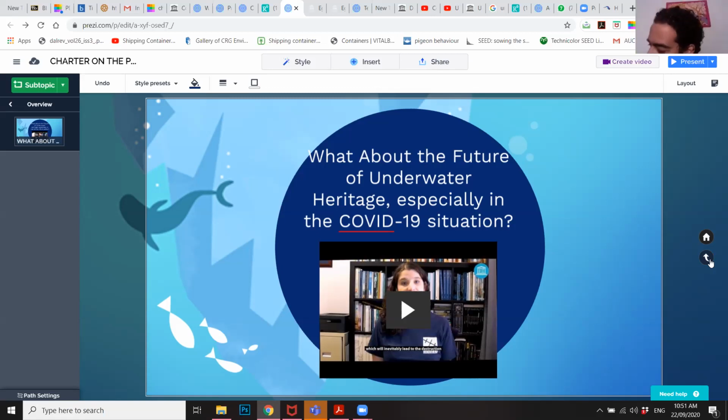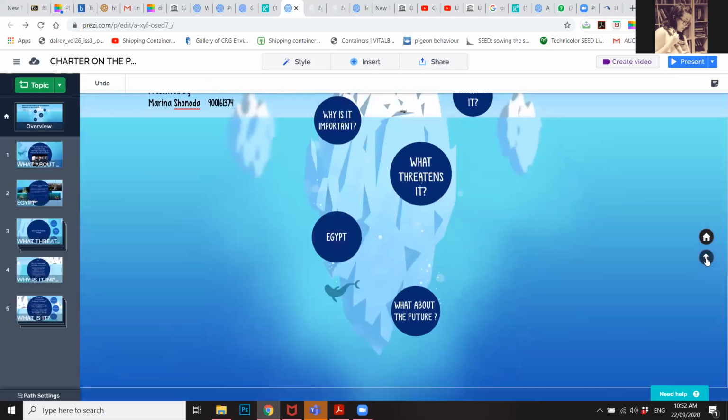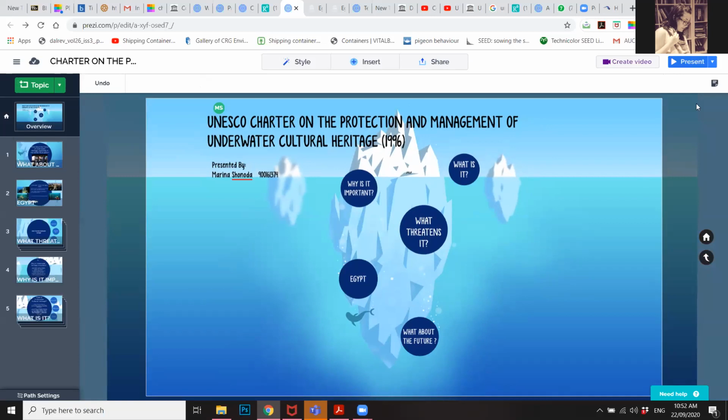I think climate change is one of the most significant things when speaking about underwater heritage, with the rising sea levels and the change. I think it would have been good to look also at the effects of COVID-19 and of climate change as a bigger threat in general to what's happening now. Yes.